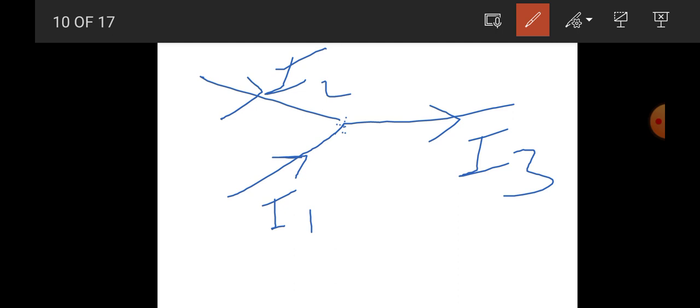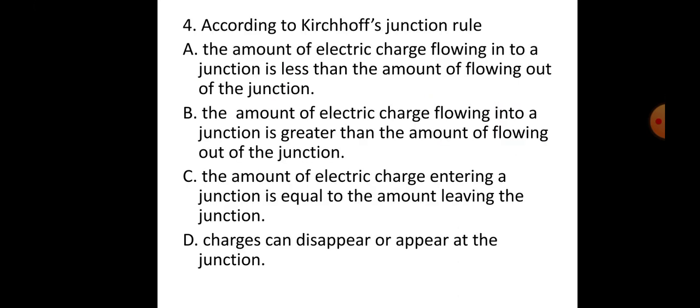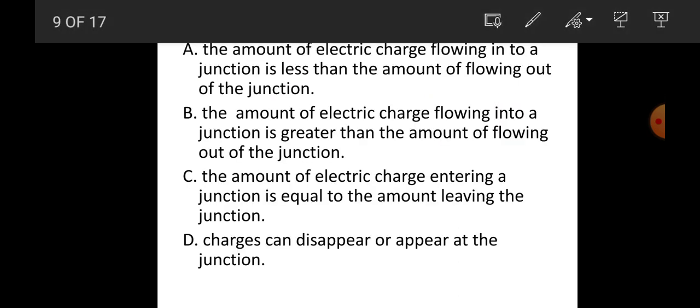The current entering the junction, the charge flowing to the junction, the total charge flowing to the junction is equal to the total charge leaving that junction. This is the junction rule or Kirchhoff's point rule. So the answer is C. The answer is C.